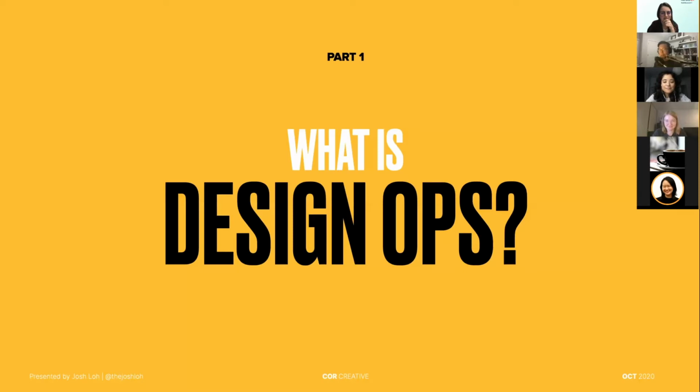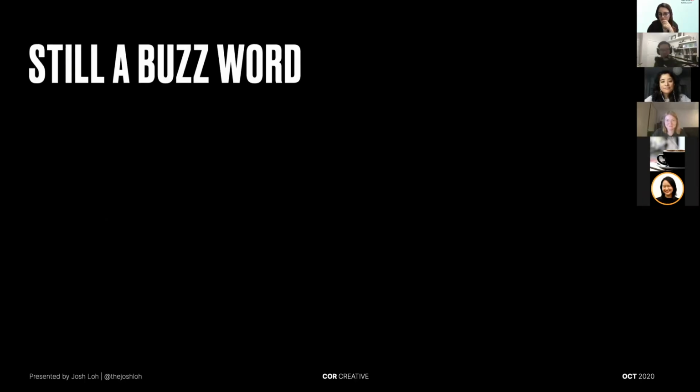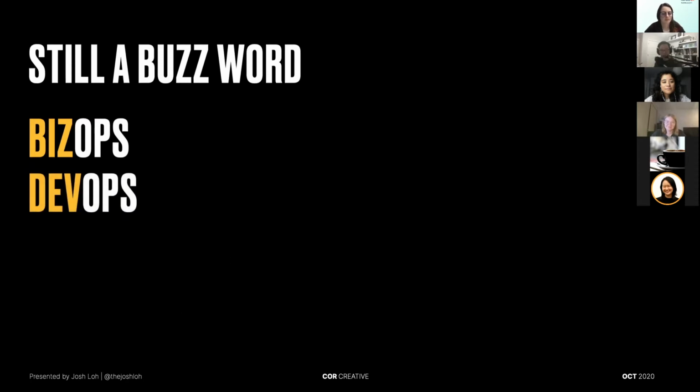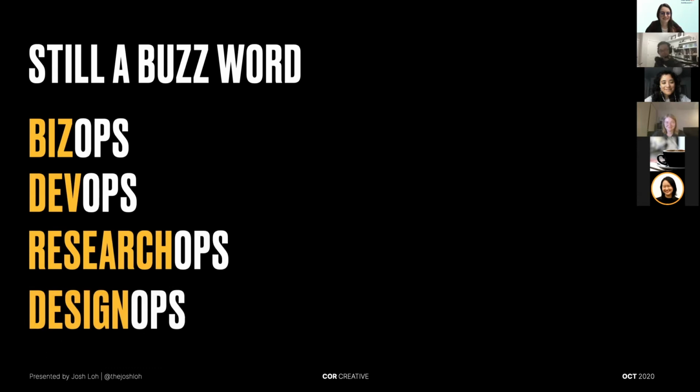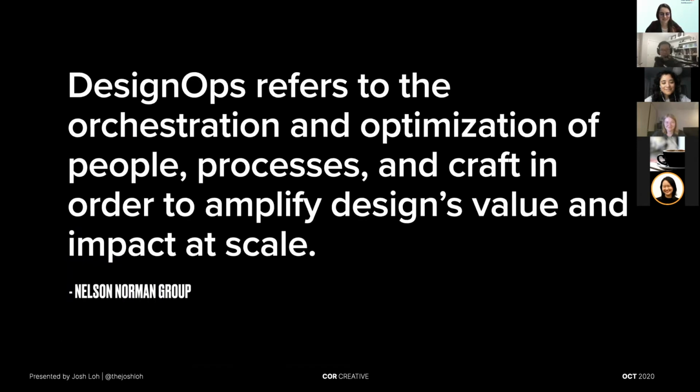All right. So what is design ops? It's still a buzzword. I mean, it all started with BizOps, and then we all heard of DevOps, and now there's something called Research Ops. So it's not fair that design's kind of left out. So sure, why not? Let's include them too. We'll pop in Design Ops. So this is the definition by the Nielsen Norman Group. Design ops refers to the orchestration and optimization of people, processes, and craft in order to amplify design's value and impact at scale. So what does that really mean?